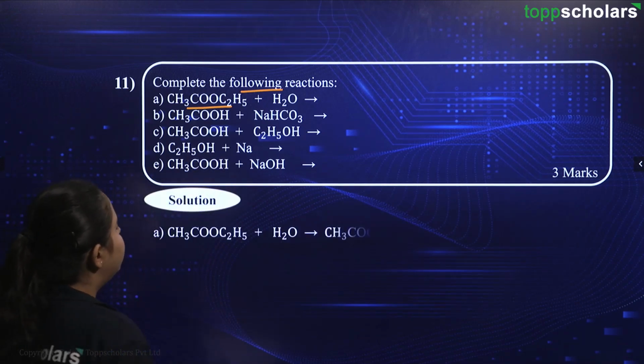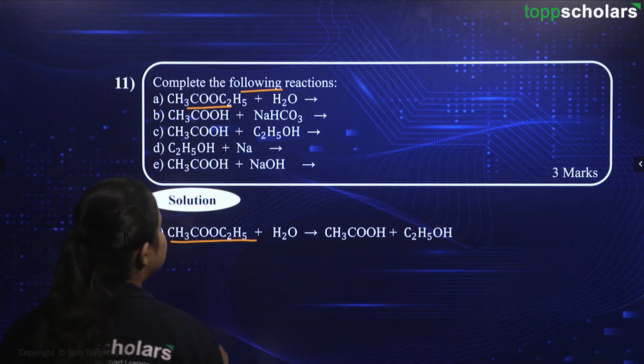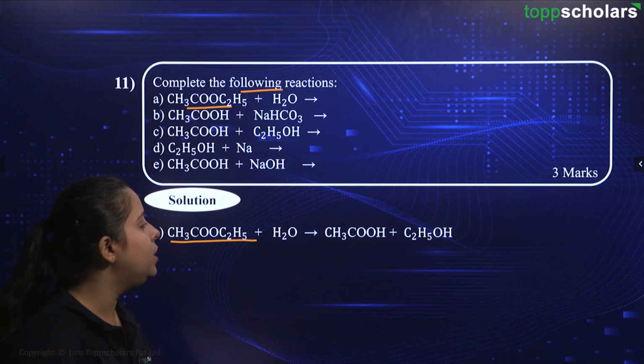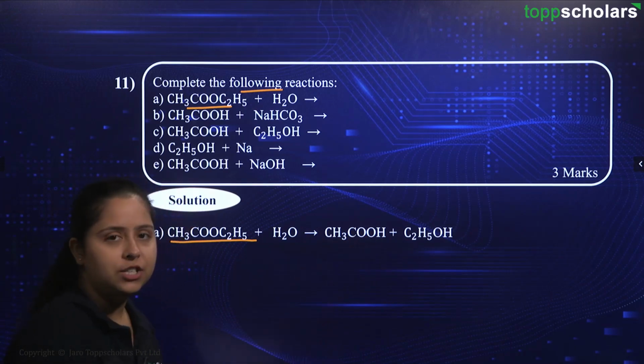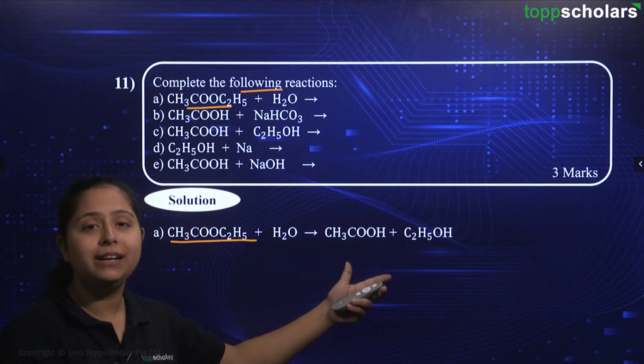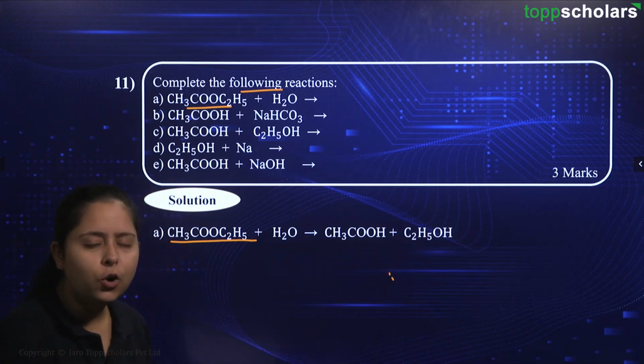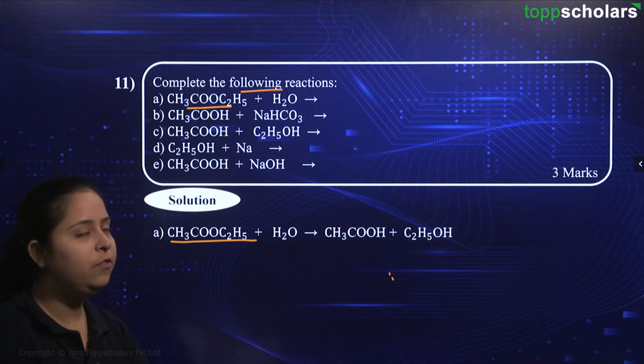We will have the very first reaction, that is CH3COOC2H5 reacting with water and it is giving you CH3COOH. What is this compound? Yes, you can name it. It is acetic acid. And along with it, we have the formation of an alcohol, that is C2H5OH.